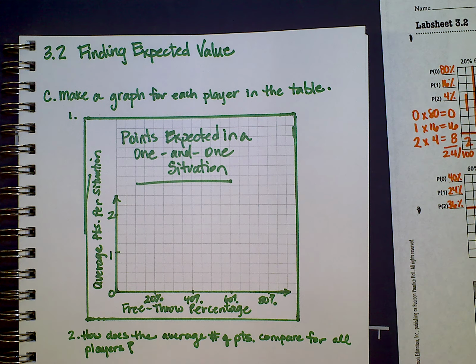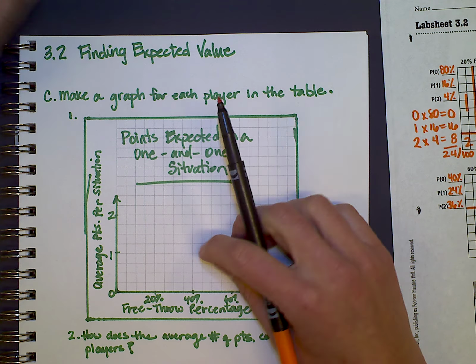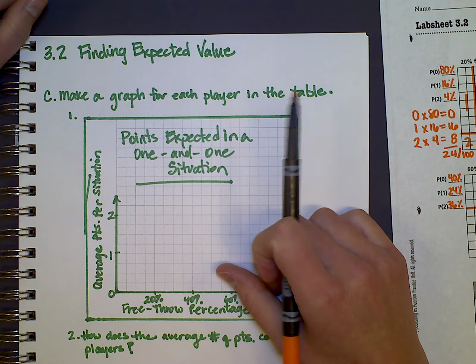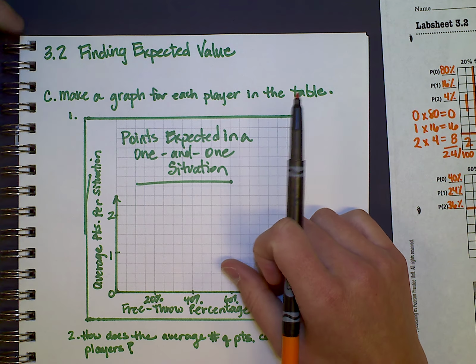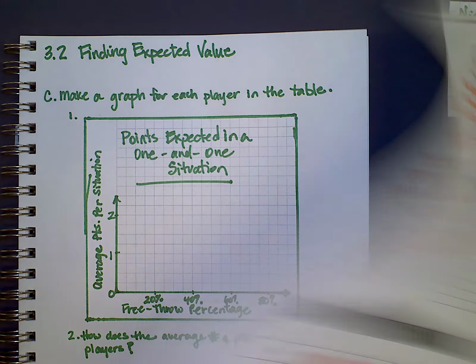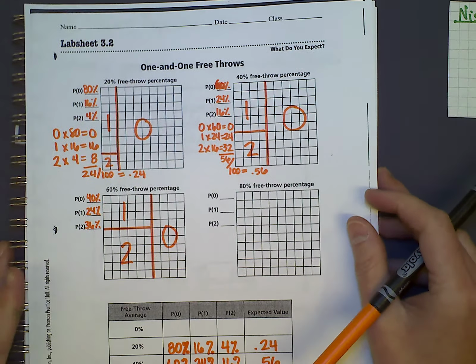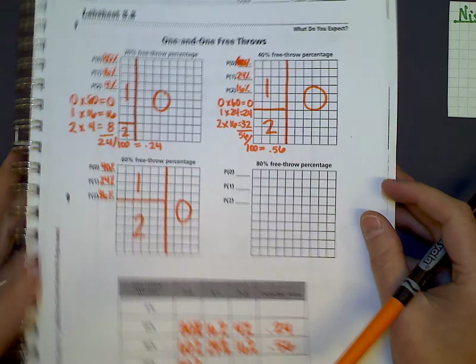In problem 3.2, you are basically just extending problem 3.1, where you looked at one-on-one situations in a basketball context. And in 3.2, we're going to take that one step further and find the expected value. So the first thing that you're asked to do is analyze the free throw percentages of several players that are in a one-on-one free throw situation.